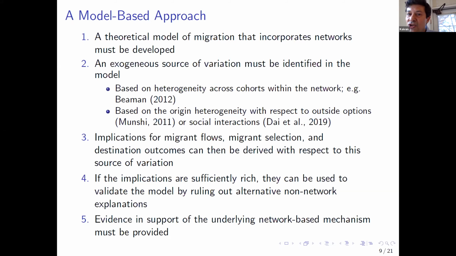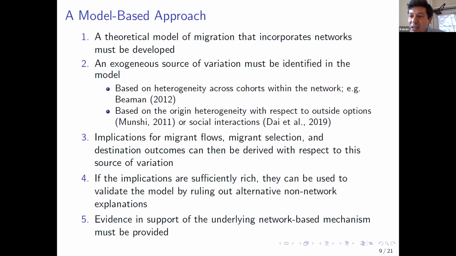This could be based on heterogeneity across cohorts within the network, as for example, used by Laurie Beeman in her paper on refugees in the United States, or it could be based on heterogeneity in the origin. This could be with respect to outside options, which is what I use in my paper on the Indian diamond industry, or it could be based on heterogeneity in social networks in the origin population, which is what I use in a paper on Chinese firms, which I'm going to describe later on as well.